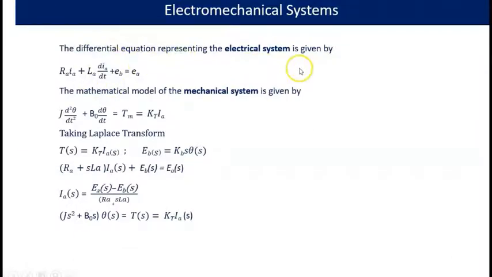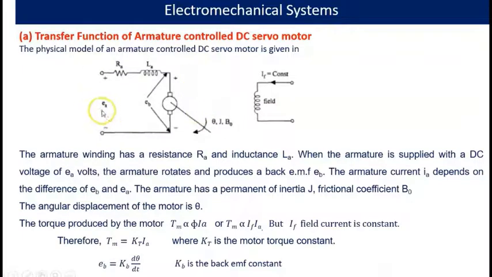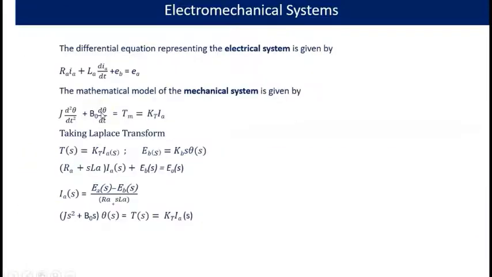Now write the differential equation. Our aim is to find the transfer function of this electromechanical system, or armature controlled DC servo motor. That means here the input is armature voltage EA and theta is the output variable, the control variable, speed control. So the transfer function is theta of S divided by EA of S. Our aim is to find the transfer function theta of S by EA of S.